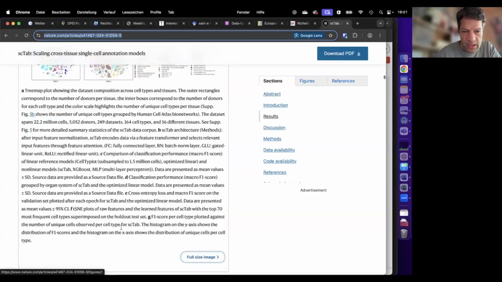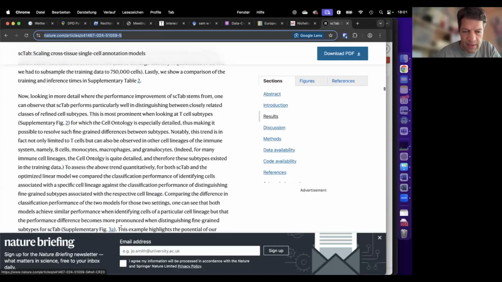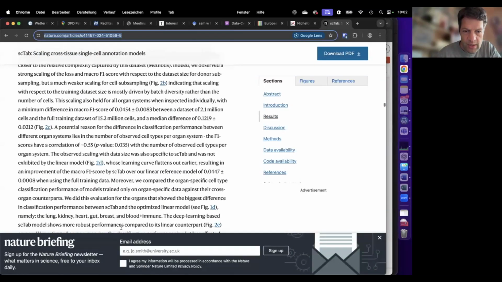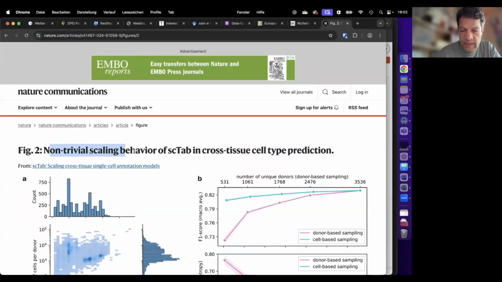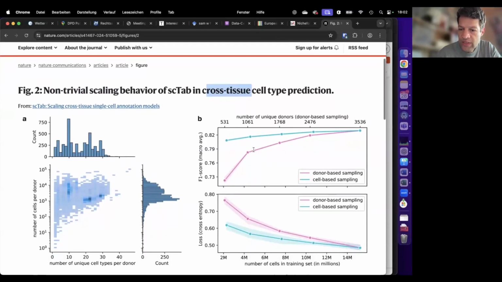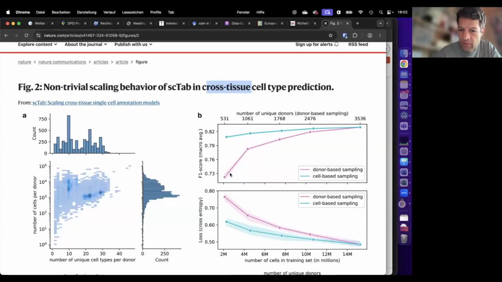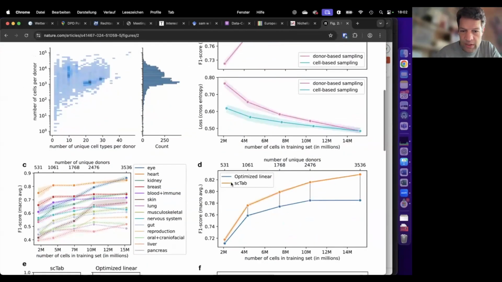So this is the model. It's just a bit more fancy, attention-based supervised model. But I just want to show you this plot here. So this is plot 2, and this is where we show non-trivial scaling behavior. I mentioned that cell type prediction is boring, but we have cross-tissue cell type prediction, and then we see that if we do subsampling from donors, we get this thing here.